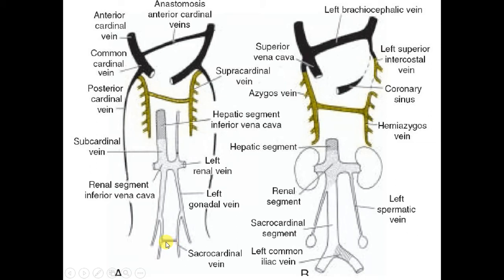Here is the anastomosis between the sacrocardinal veins, and this will form the left common iliac vein. And the continuation of the right sacrocardinal vein, when they join together, forms the inferior portion of the inferior vena cava. On the right side, we see that the right gonadal vein is joining the inferior vena cava. But on the left side, the left spermatic or gonadal vein is draining into the left renal vein. This is because of developmental reasons.